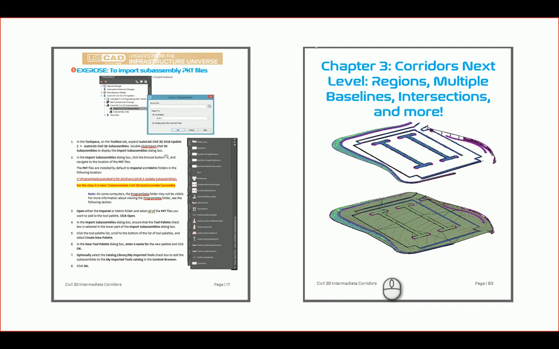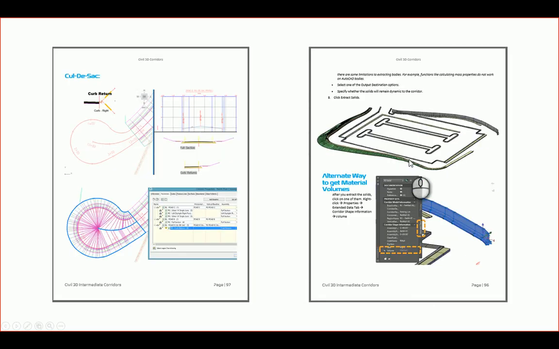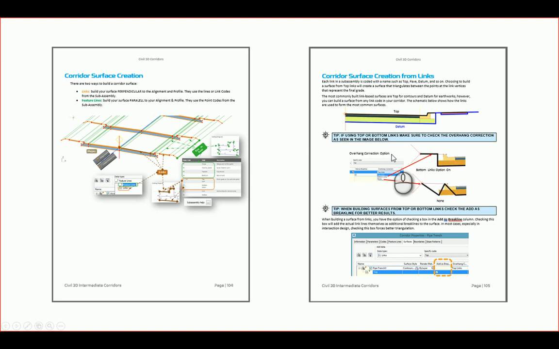Some of the things we will include: importing those sub-assemblies into your latest Civil 3D, how to create multiple regions. We can do parking lots for multiple corridors and multiple baselines, how to do the cul-de-sacs, how to get alternative volumes. There's another way inside of just AutoCAD itself where you can get solids from these corridors, so you can actually have real objects now for these things.